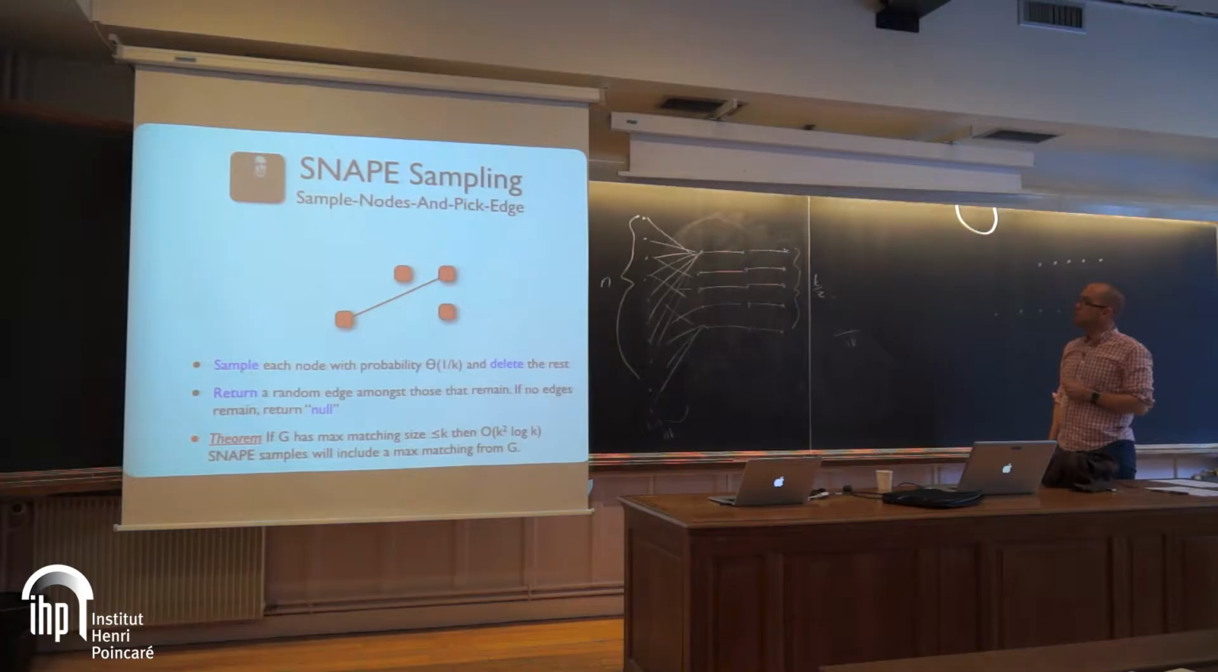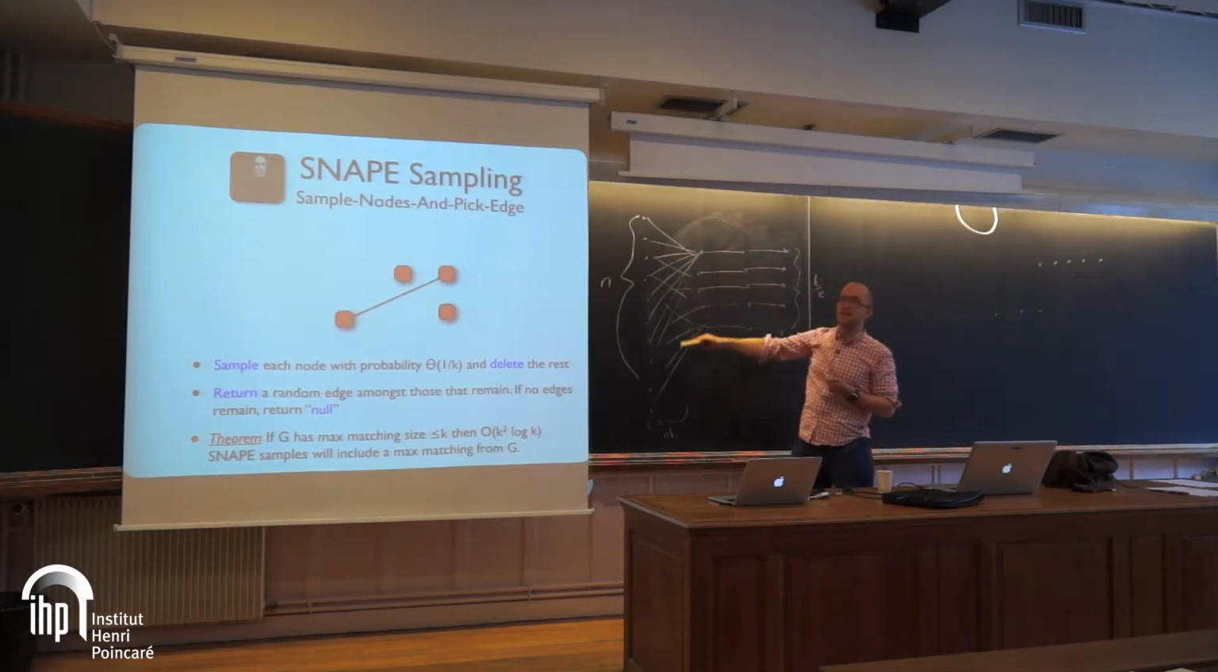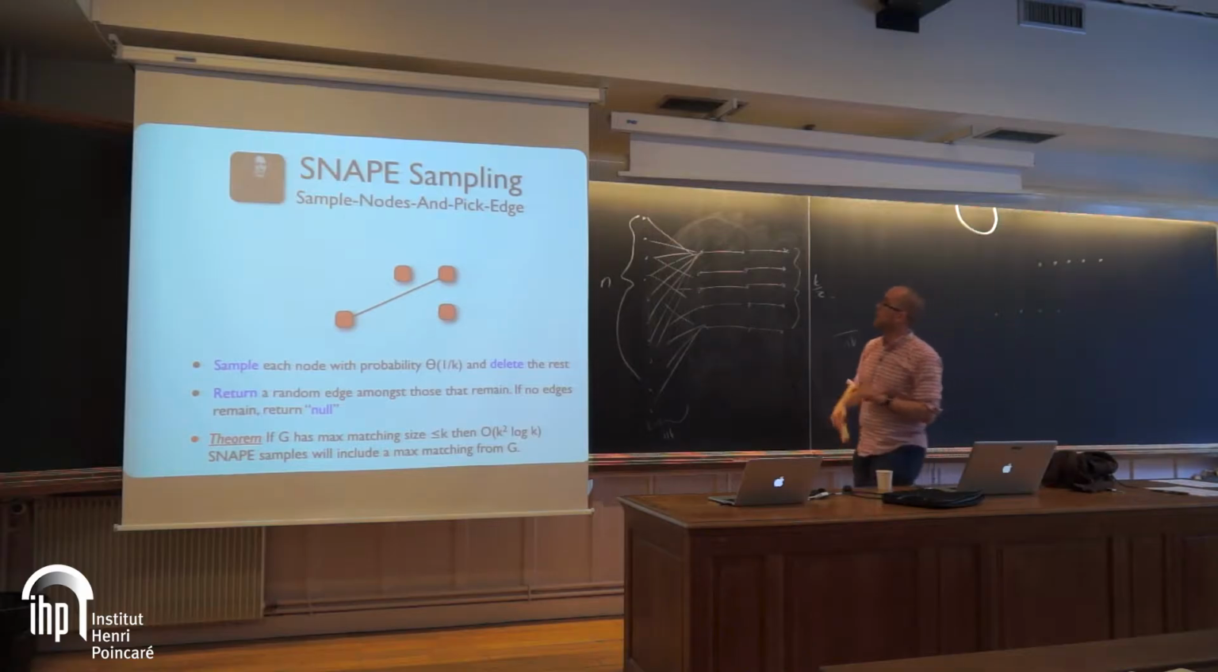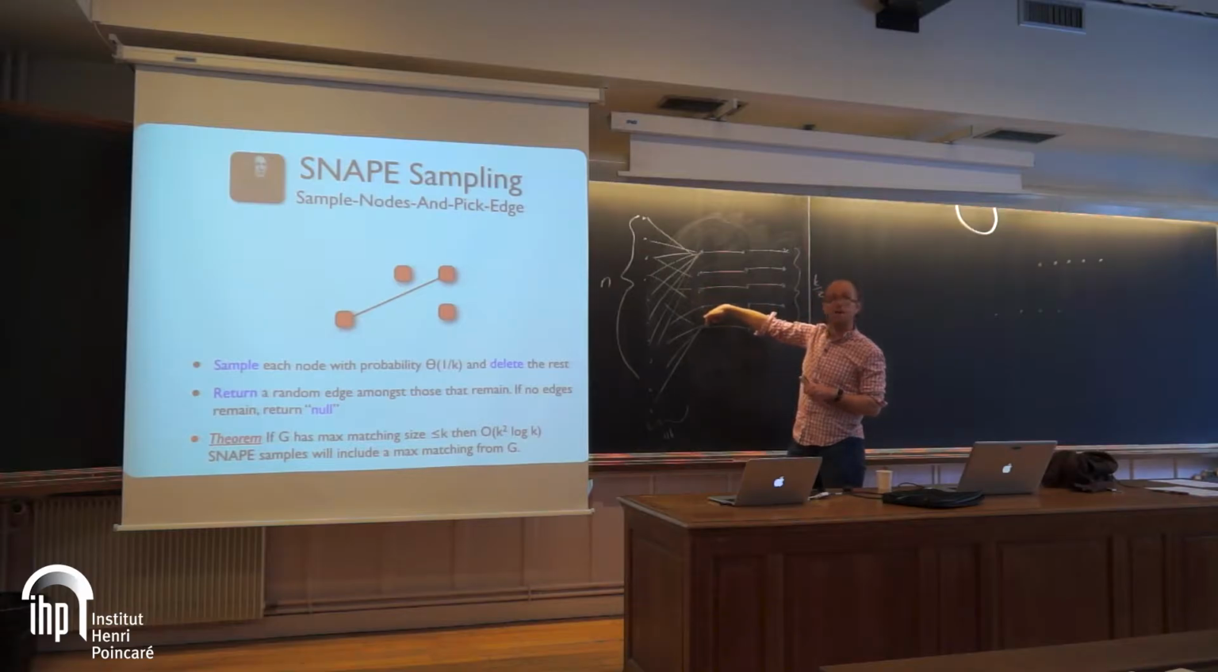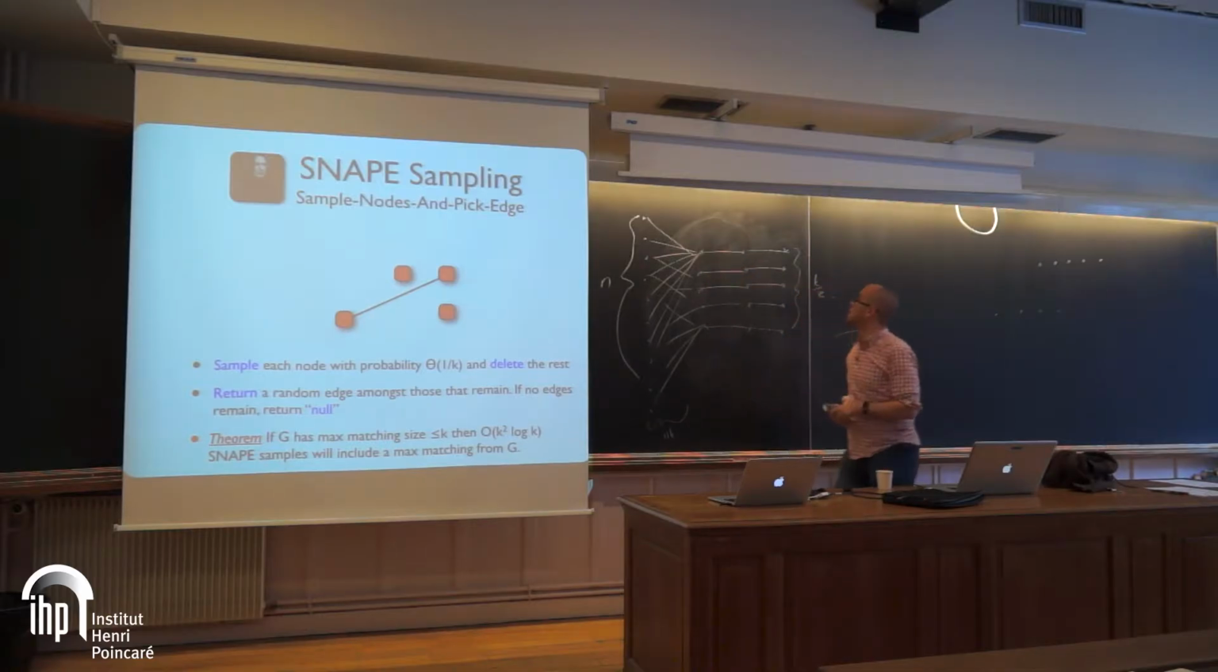I claim Snape sampling would cut it. The general idea is that maybe I can preempt some of the proofs here. Take this graph, for example. When I do Snape sampling, there's actually a constant probability that all these nasty edges disappear. Remember, the first step of Snape sampling was I pick my red nodes. So if I don't pick this guy, this guy, this guy, or this guy, I don't see any of this mess.